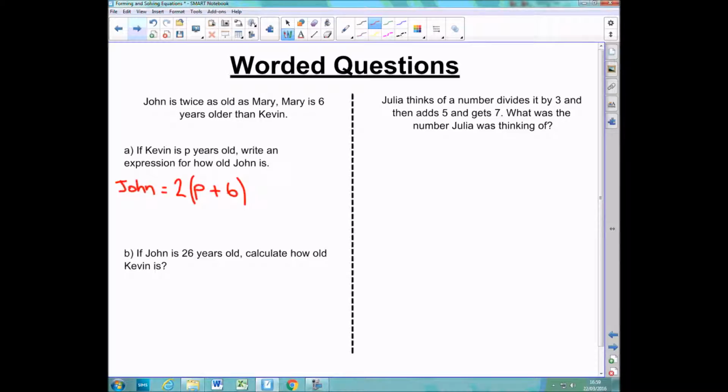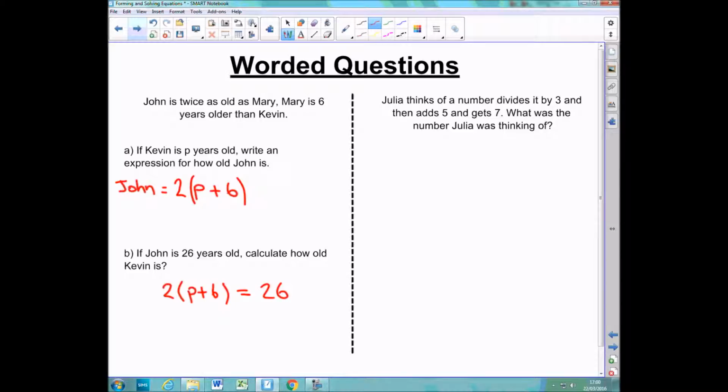Now the second question says that if John is 26 years old, calculate how old Kevin is. I could do this using function machines, but the title of this video is forming and solving equations, so I'm going to use equations. Algebraically, John's age is 2 lots of P plus 6, which I worked out in the last question. I'm told John is also 26 years old. To show that something is the same as, I use the equals symbol, and it equals 26. So now you can see that I've formed an equation.